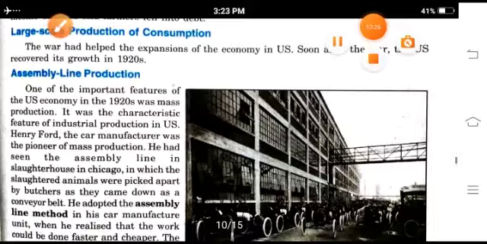Now this is the time period of the crisis. People are unemployed, people do not have food to eat, and agricultural production is very low. Large-scale production and consumption: the war helped the expansion of the economy in the US. Soon after the war, the US recovered its growth in 1920. Production line.